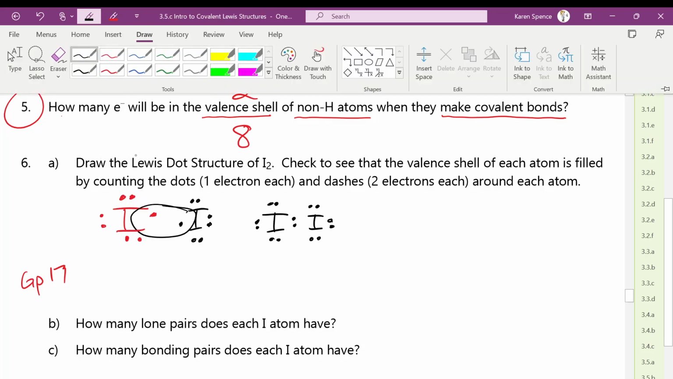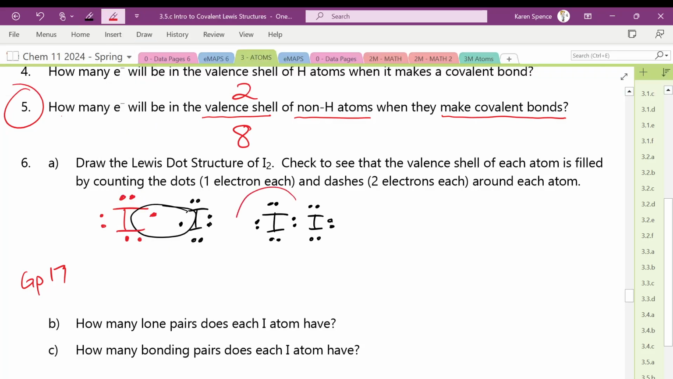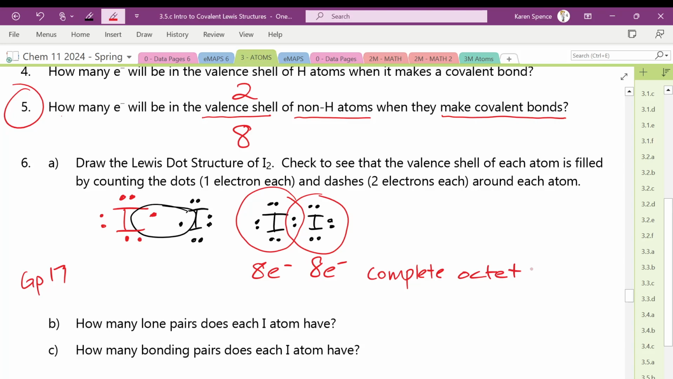So the I on the left has 8 electrons. The I on the right has 8 electrons. So everyone has, what do we call that? We call it a complete what? Octet. Okay, so we have a complete octet, and we could, if we wished, redraw that. How could we redraw the bond instead? We could make a line.